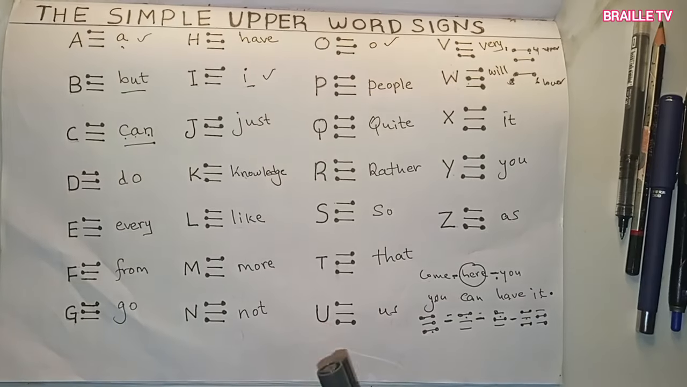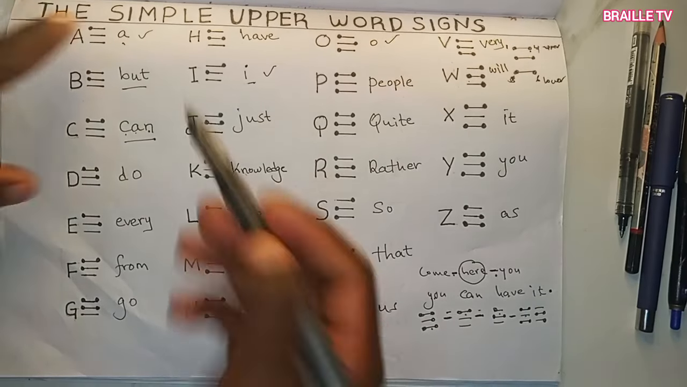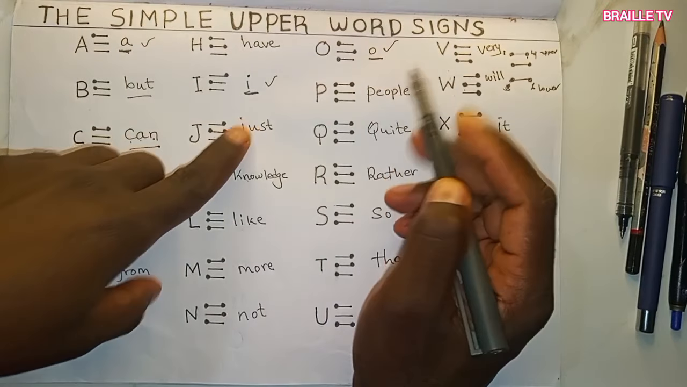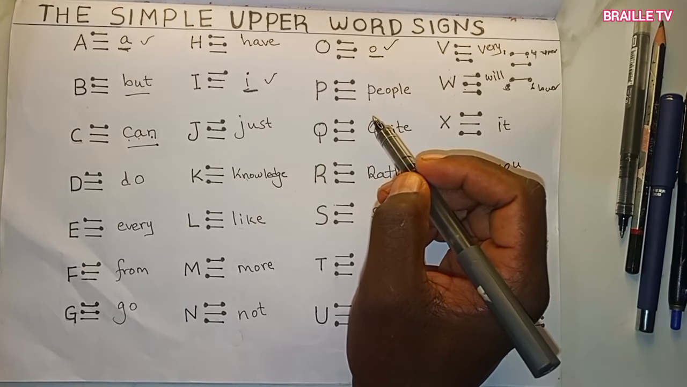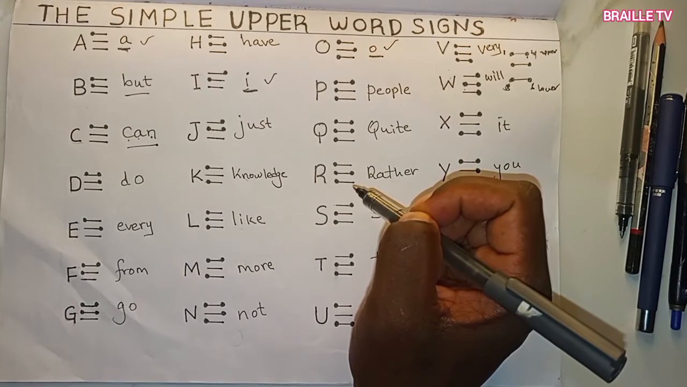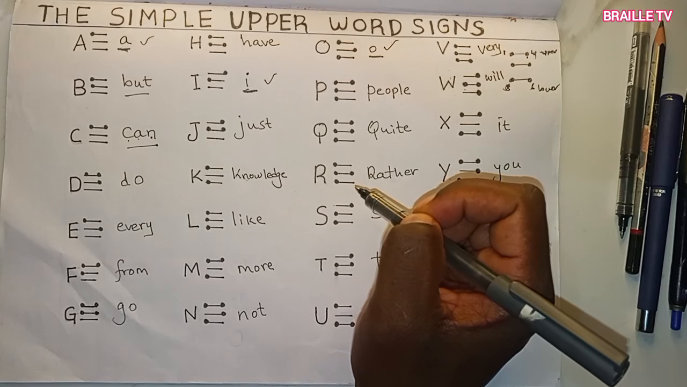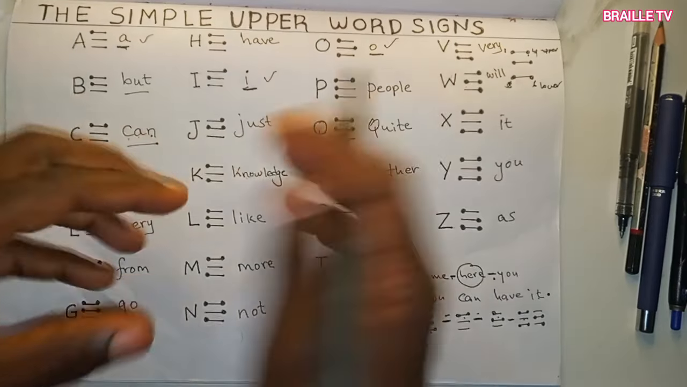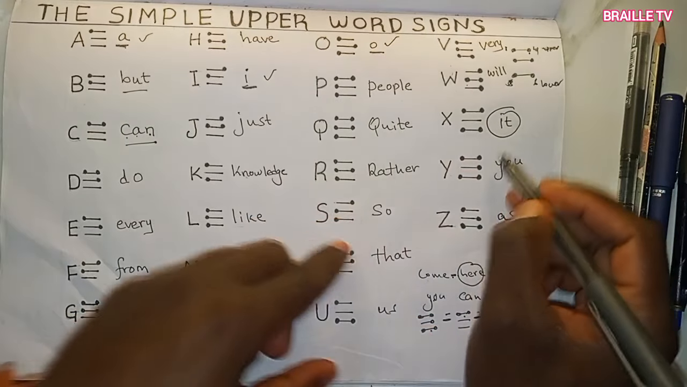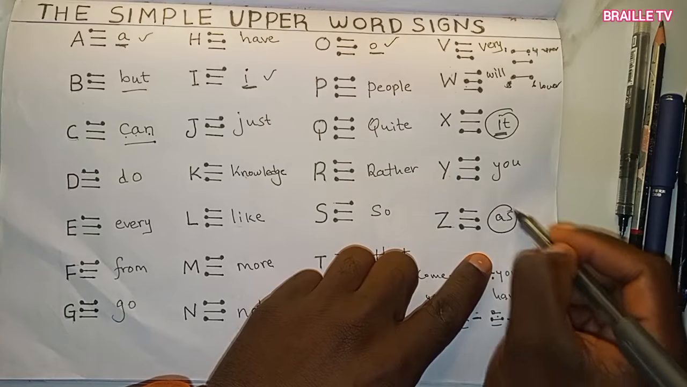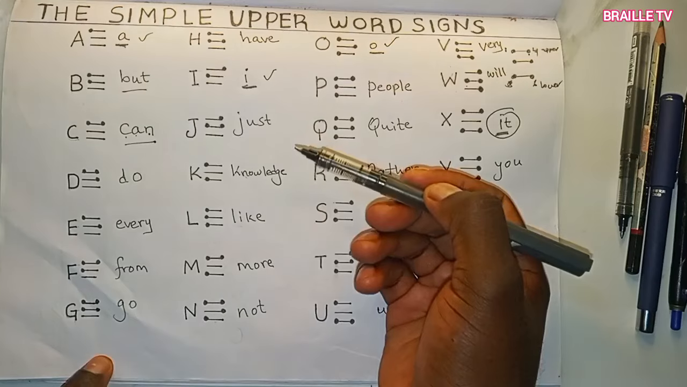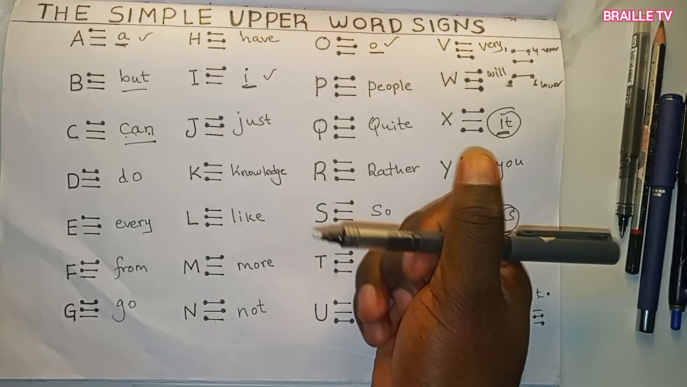Now here are the simple upper word signs. Teachers, what you need to know is that letter A, letter I and letter O don't have a simple upper word sign, or a word sign, because they are single letter words by themselves, and therefore they cannot be used to contract other words, right? That's why they don't have an upper word sign. Again, apart from it and us, these two words, all other words are represented by their initial letters.